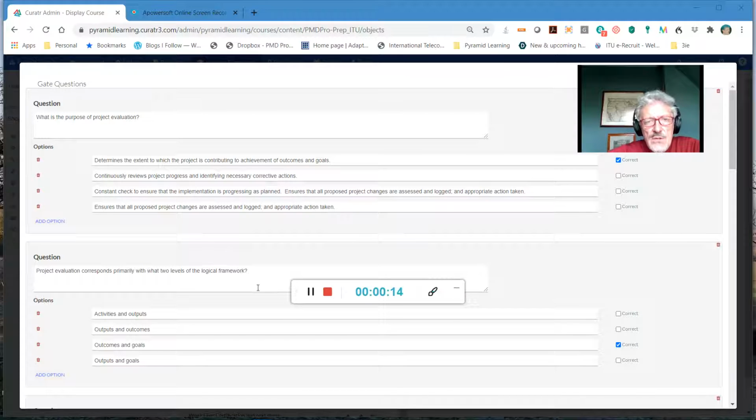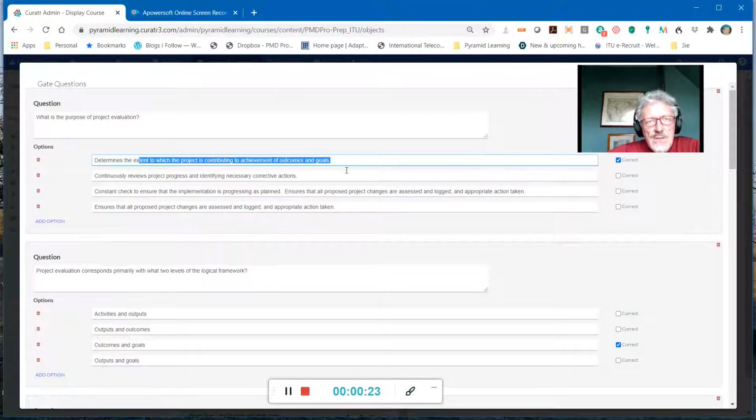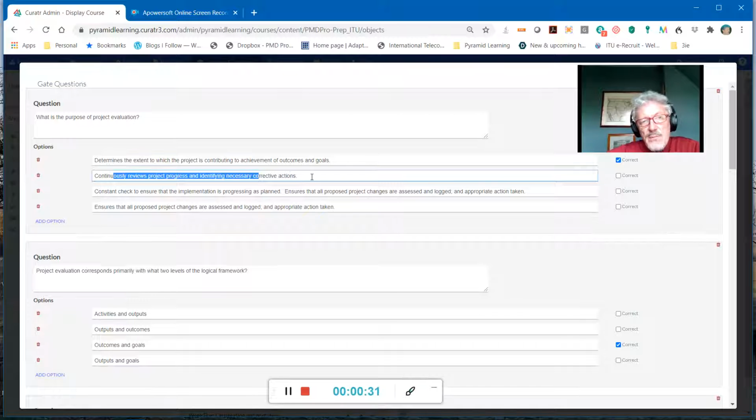And we've got a couple of questions on this, and what we see is that the purpose of evaluation is looking at the contribution to outcomes and goals. It's the top half of the logical framework. This is what Project B, reviewing progress and making corrections, this is what project monitoring is about. So is checking that implementation is progressing. And finally, that all proposed changes are assessed and logged. This is about change management. So the correct answer is A.